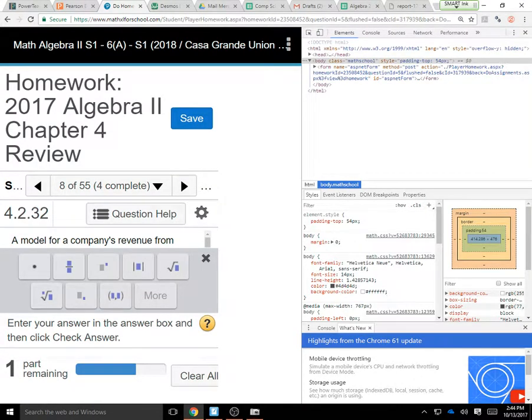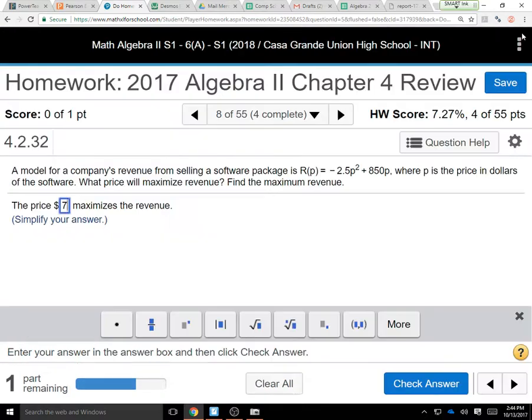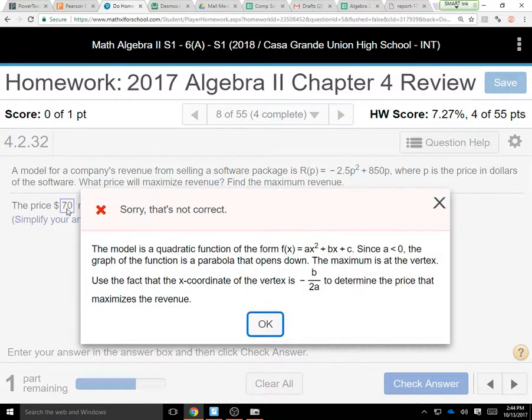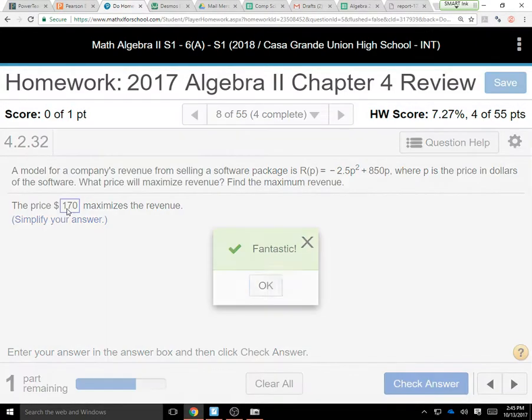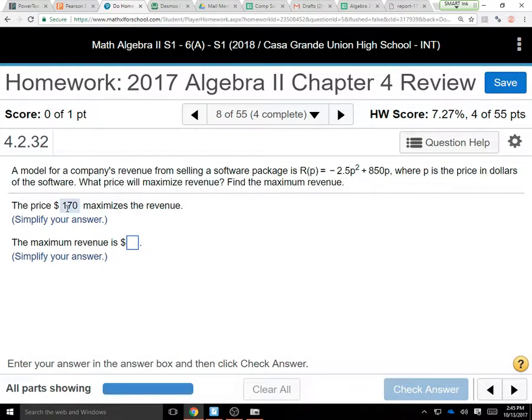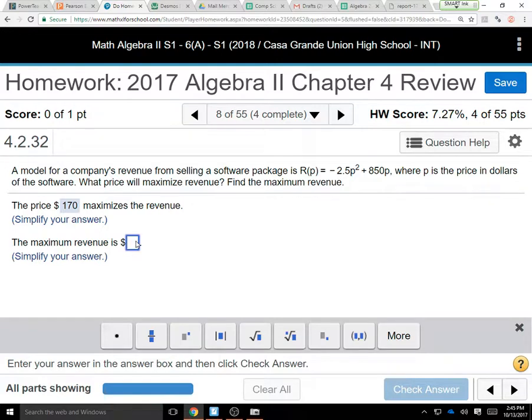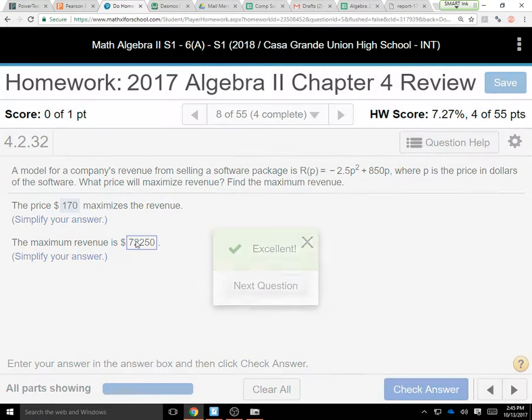Ah, where did I go? You press F12. Don't press F12. So 170 maximizes it. What? 170. Oh, I thought I hit the 1. 170. Fantastic. And how much was it? 72,250. That's a lot. Maximization. Because I was like, why are you gonna make that much?